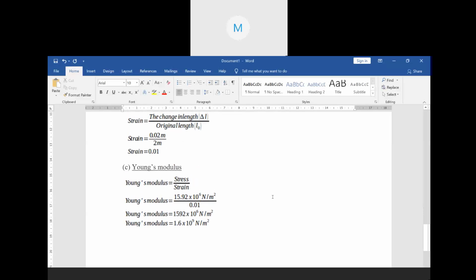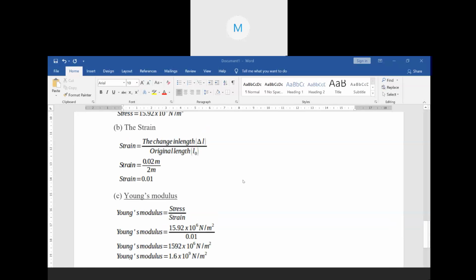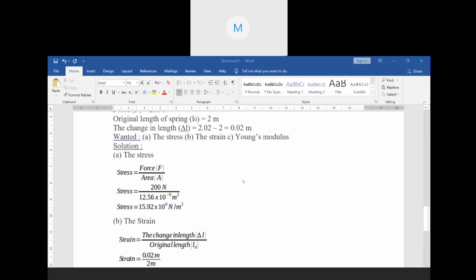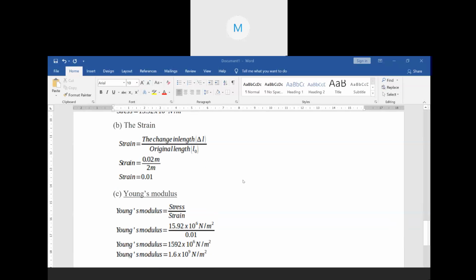Here it comes out to be 1592 into 10 to the power 6 Newton per meter square. So you have to put the unit of Young's modulus. Young's modulus is wrong for maximum of you. Just check it out. How is this being done? The stress part is correct for maximum of you. Strain is also correct for maximum of you.